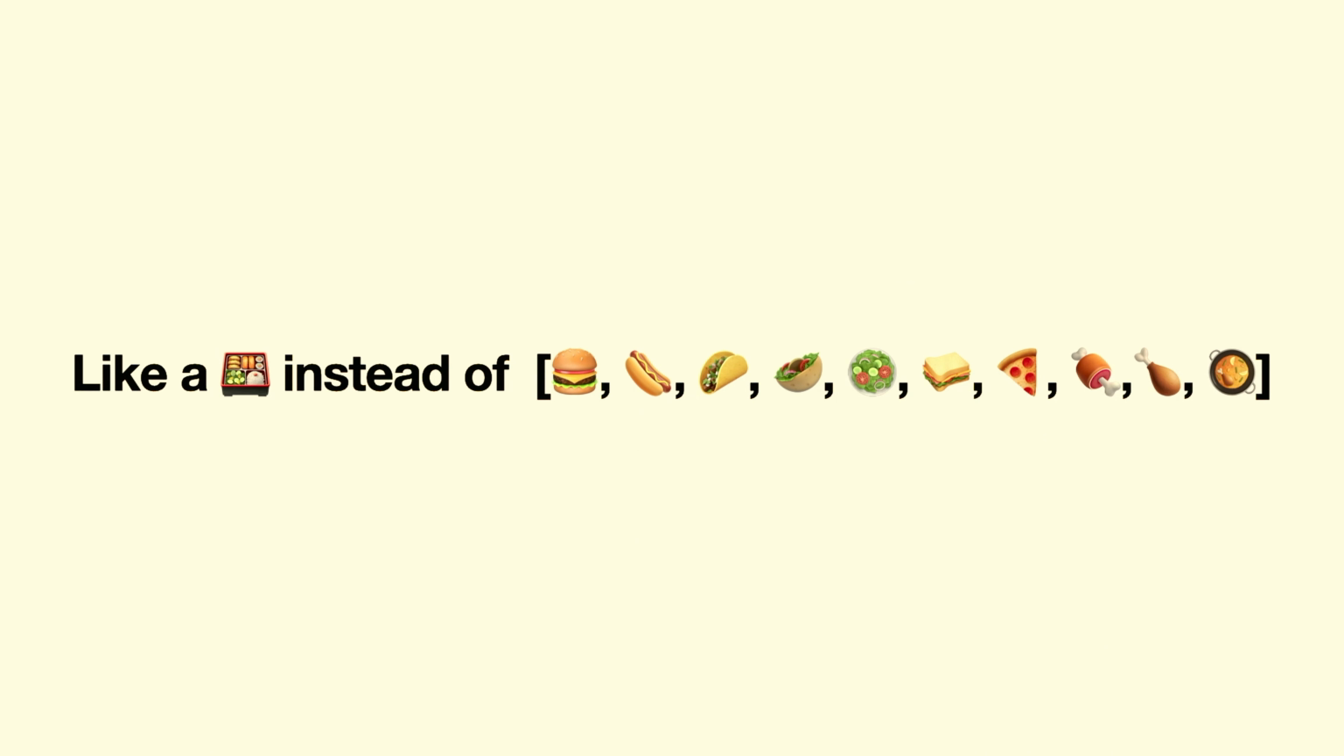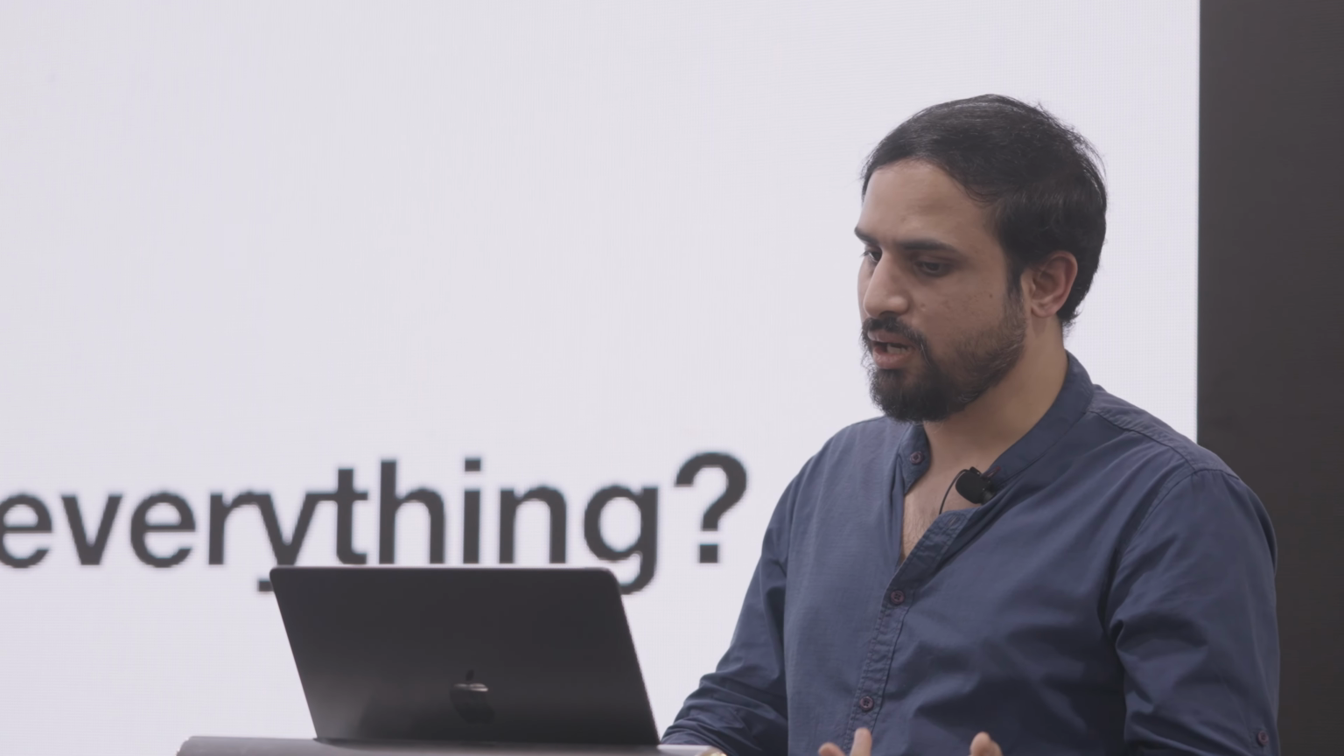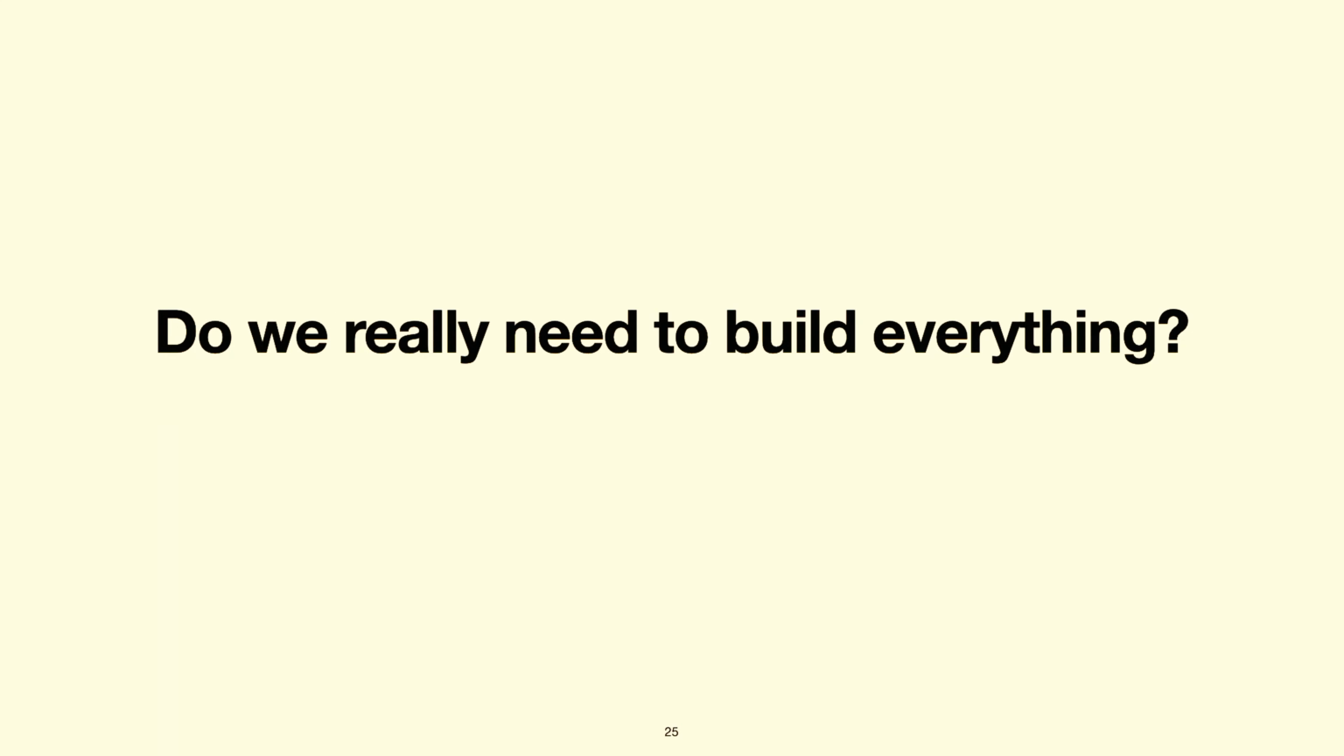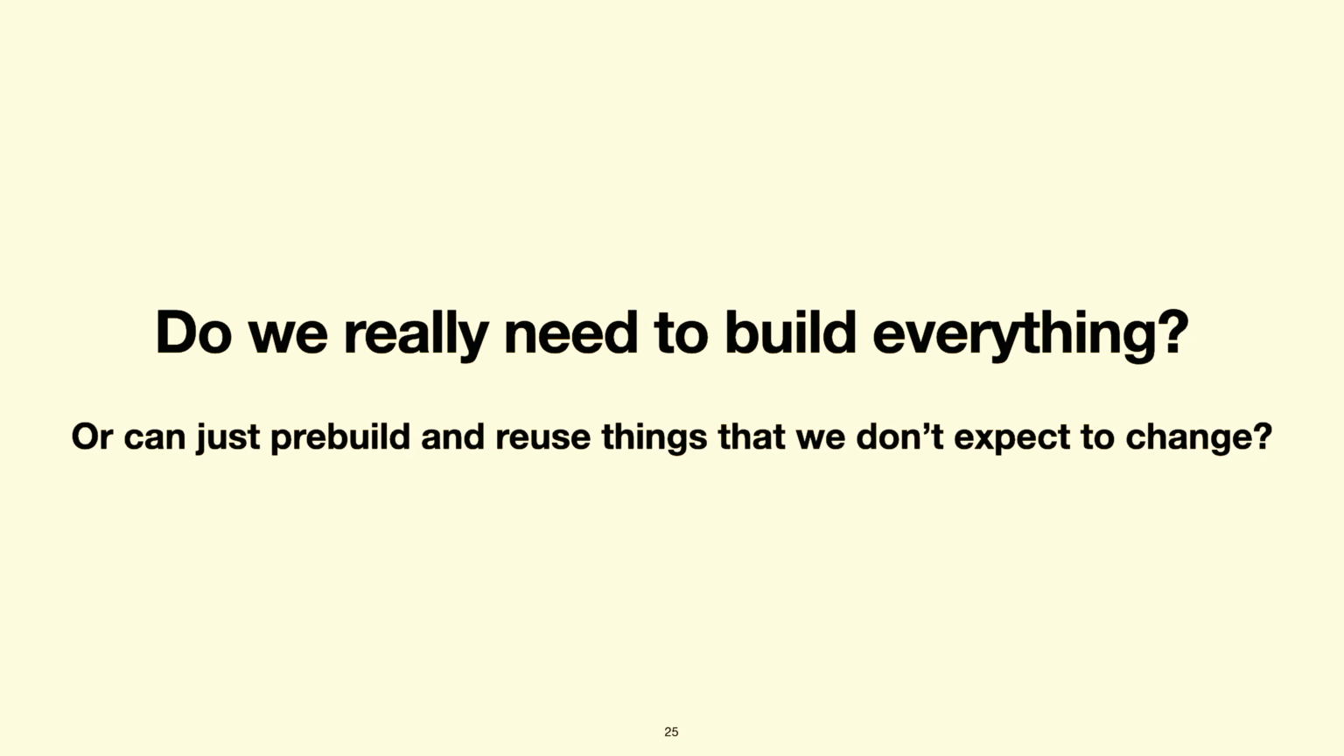So the outcome of this would basically resemble a bento box, where we would only pick things that we needed, and we create a workspace for ourselves and use that instead of using the whole project, which would be more like a buffet spread. Now, on to the next question. Do we really need to build everything, or could we just pre-build some things and reuse them for things that we don't expect to change?